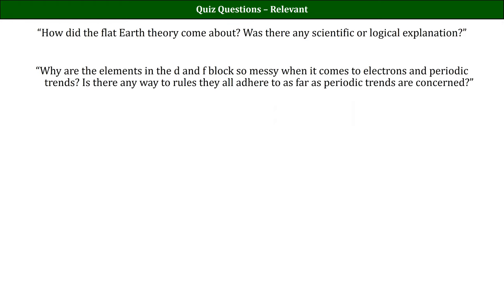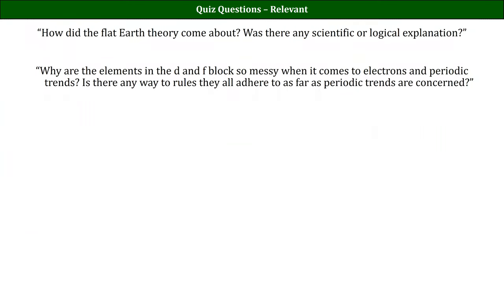Why are the elements in the D and the F block so messy when it comes to electrons, periodic trends, and electron configurations? Is there any way to use the rules or to understand the rules to explain all of it? The answer is yes, but we have to start getting more and more complicated, more and more into things like that standard model, where we start incorporating more of those forces into it.